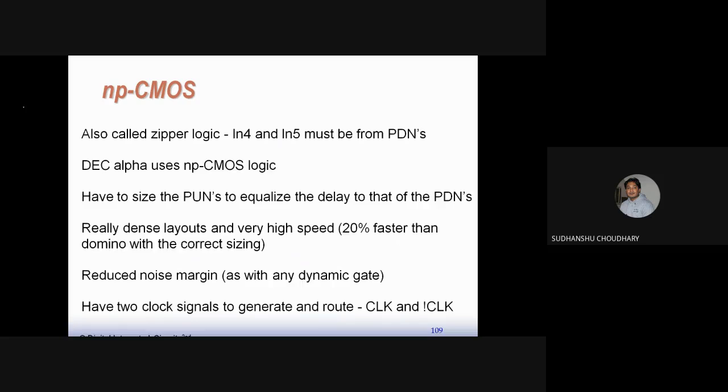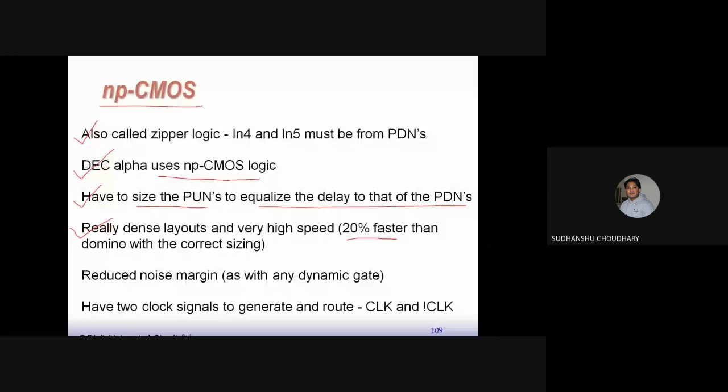Now this NP-CMOS logic is also called zipper logic, and the DEC Alpha microprocessor uses NP-CMOS logic. So this is one of the applications. Now one has to also think about sizing the pull-up networks to equalize the delay of the pull-down networks. So it's a ratio problem. Now really dense layouts are possible with very high speed. These are normally 20% faster than domino with correct sizing of the pull-up and pull-down networks.